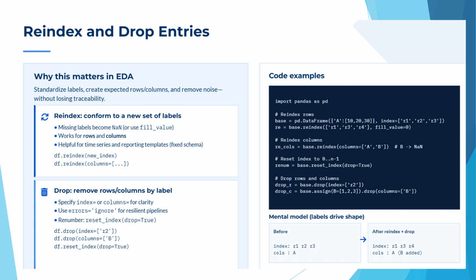Reindexing is the process of conforming a data frame to a new set of labels for rows or columns. When we use functions like df.reindex(new_index) or df.reindex(columns=...), pandas rearranges the data according to specific labels. If a label in the new index does not exist in the original data frame, Pandas introduces it and fills the corresponding values with NaN by default, although this can be controlled by using the fill_value parameter. Reindexing works for both rows and columns, making it very flexible for reshaping data.